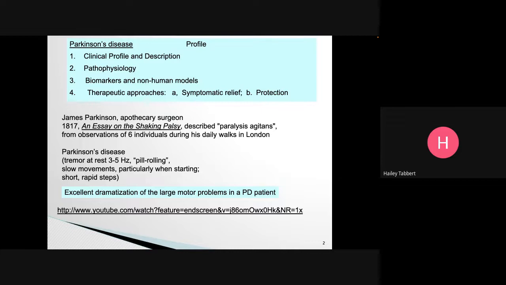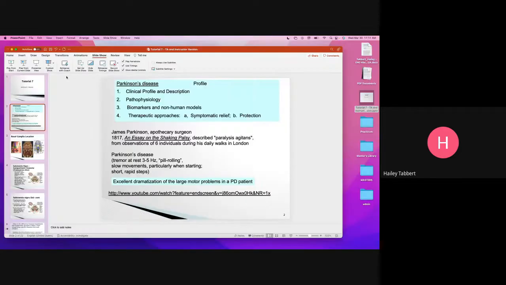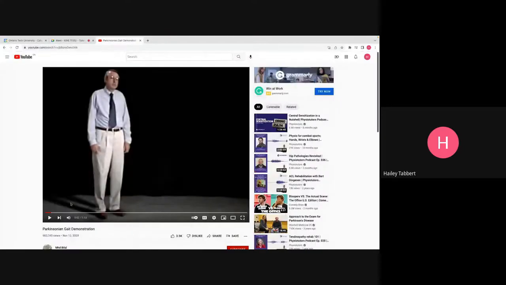So Parkinson's is characterized by a tremor at rest. The tremor is about 3 to 5 hertz. So that's a frequency, so about 3 to 5 tremors per second. There's also this effect of pill rolling, which we'll talk about a little bit later. They do have very slow movements, particularly when starting, and they have short, very rapid steps. So what we're going to do is watch a quick 30-second dramatization of a gait demonstration of Parkinson's.